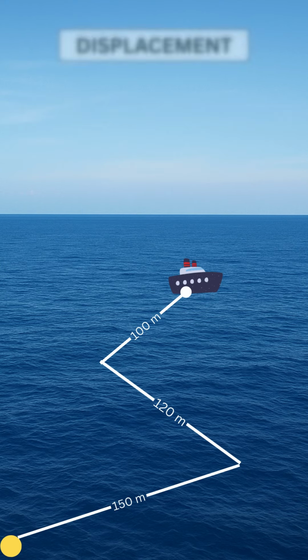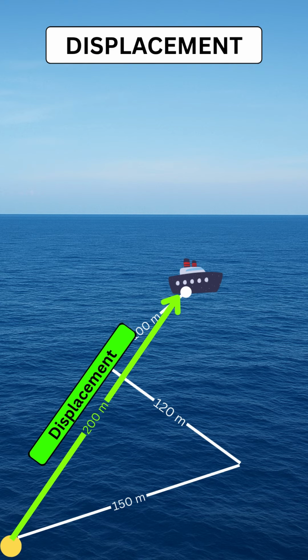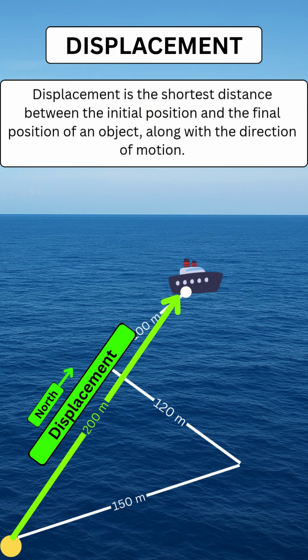To find that, we need displacement, the shortest straight-line distance from the starting point, the origin, to the ship's final position, along with the direction. Displacement tells us the ship's actual position from where it began.